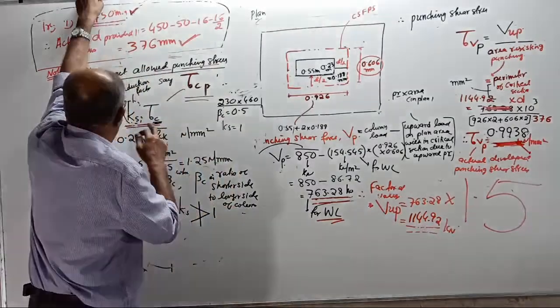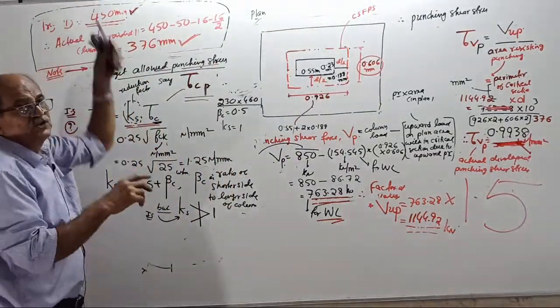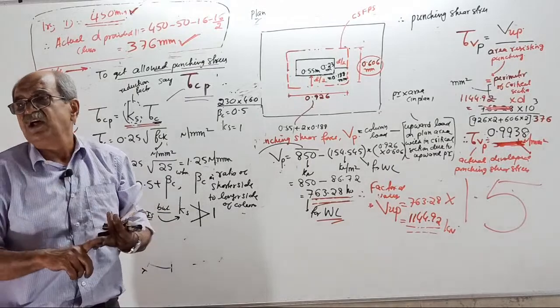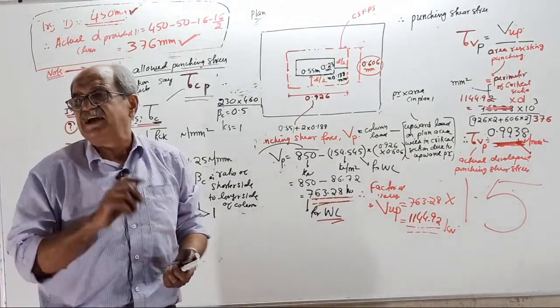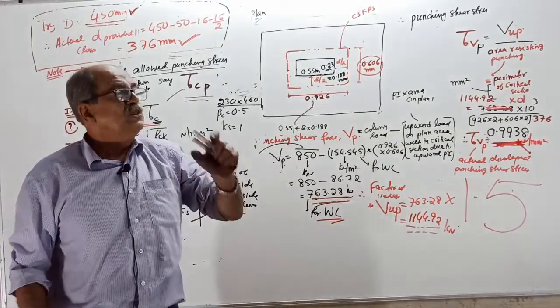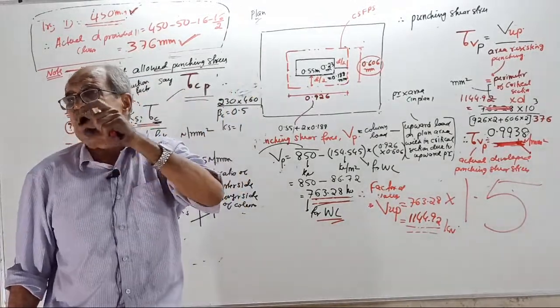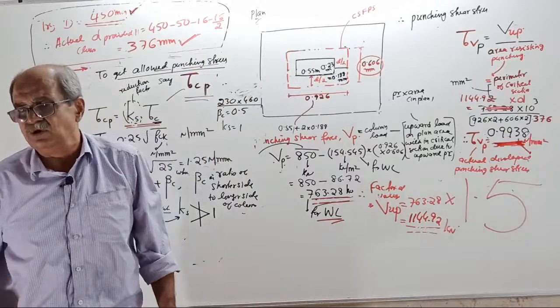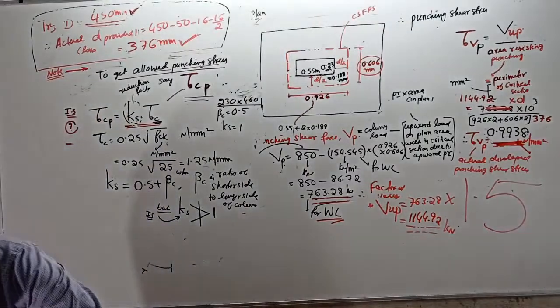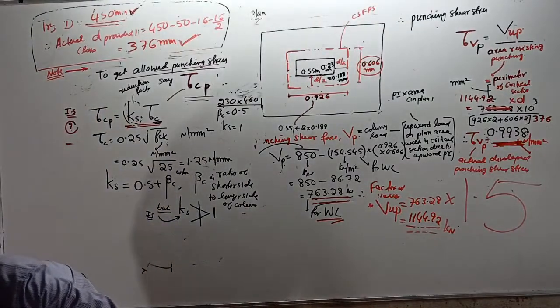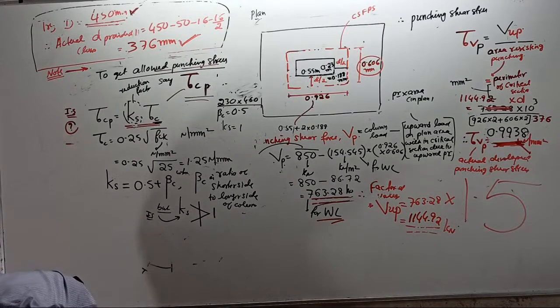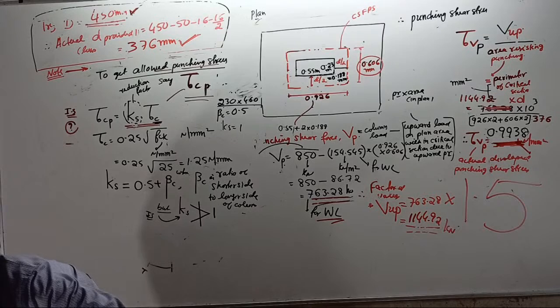Your Ks will come how much? For a square or circular or rectangular section with longer side not more than twice the shorter side, tell me the Ks value.